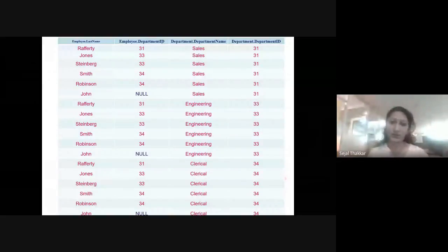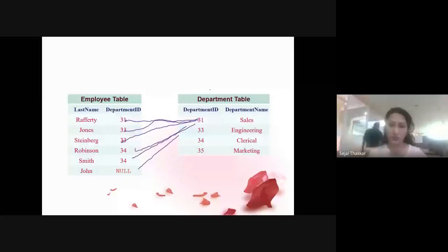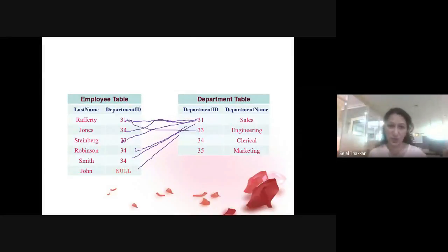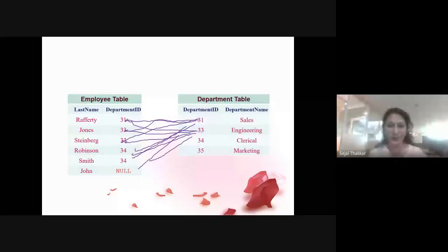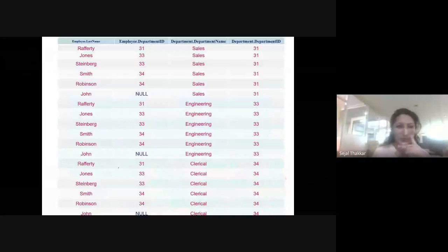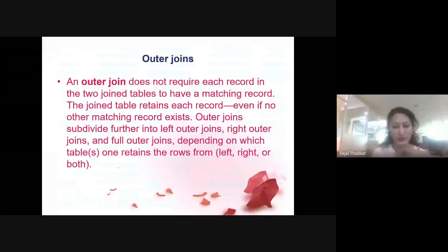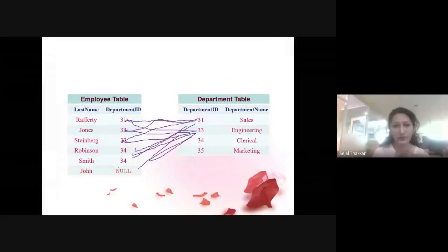Same way, if I'm talking about 33 in engineering, again 33 in engineering is going to multiply with all the rows of this table: Refractory, John, Stenberg, Robinson, Smith, again John. So one is going to multiply with the 1, 2, 3, 4, 5, and 6. So in total 24 rows will be the output you get. Some of them are cut off over here, but the total will be 6 multiplied by 6. 24 will be the output, right?